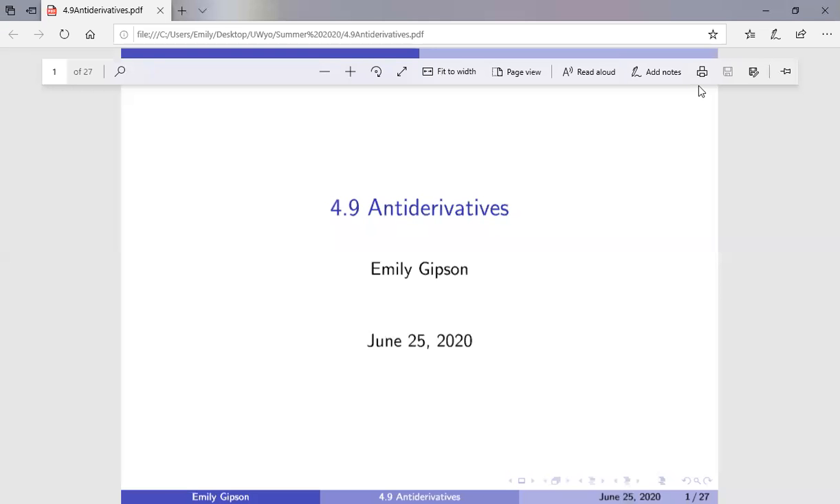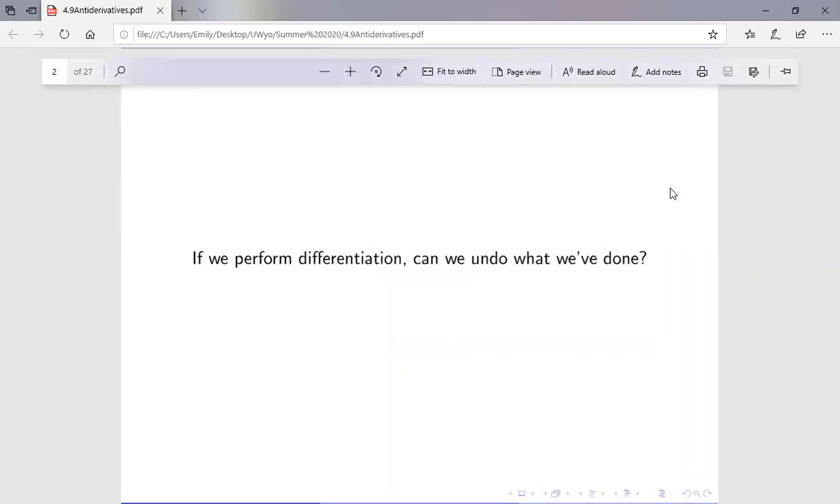Good morning. Today we're going to talk about section 4.9, antiderivatives. And the entire premise about this is if we perform differentiation, can we undo what we've just done? Can we do the opposite of differentiation? And the answer is yes, and we simply call it anti-differentiation.